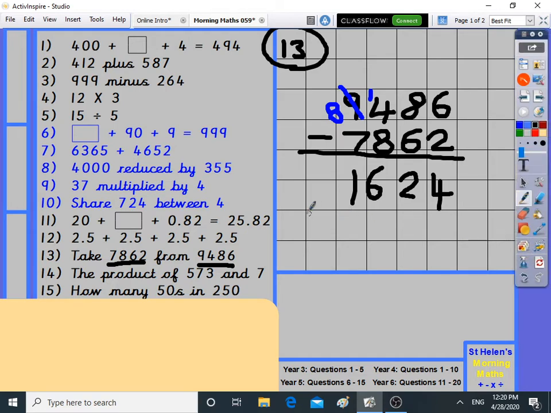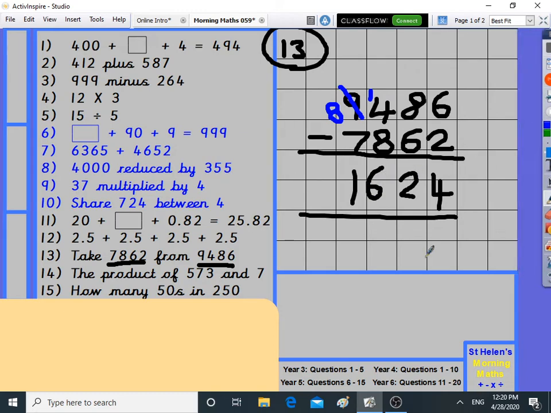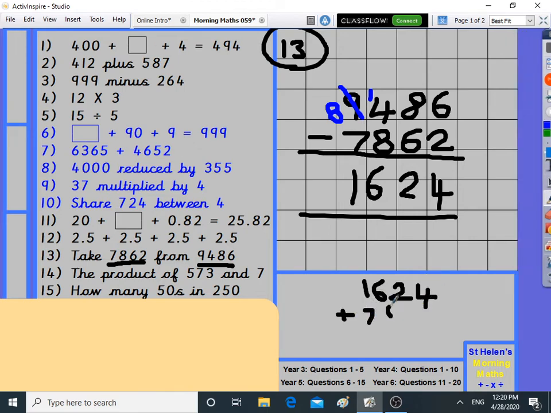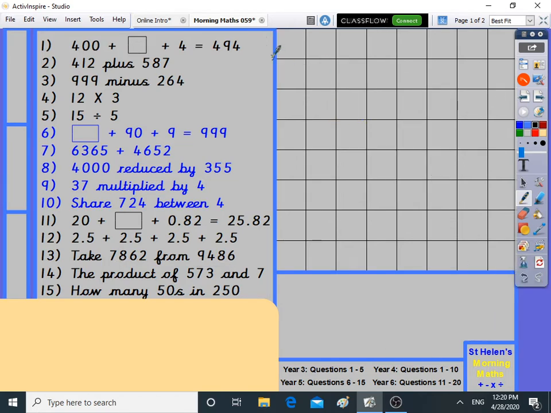1,600, I said that wrong, didn't I? 1,200, I can't say it. 1,624. Just check this now after I made that mistake with how I was saying it. 1,624. In fact, I'm going to do a quick little inverse. I'm going to do the opposite sign with the answer and part of the question to check this one. Because I was confusing myself as I said it, so it's a possibility I've messed something up. I don't want to mess anything up. 9,486. It came back to the original number, so we're okay. Let's carry on with number 14.